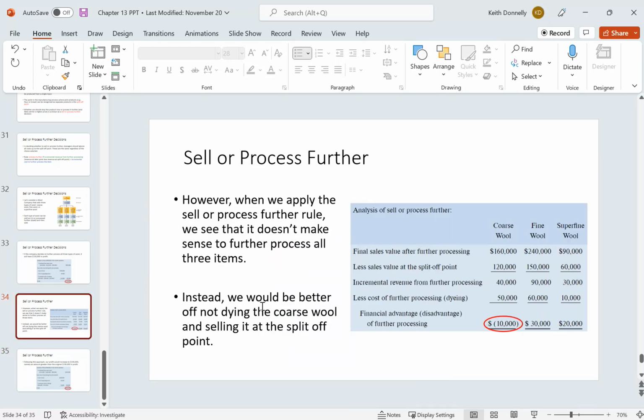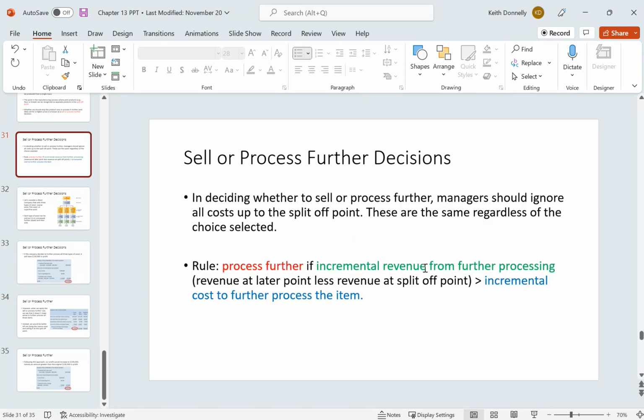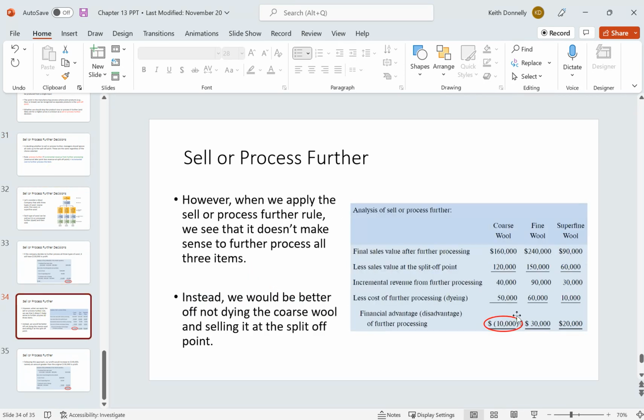And if we go back here, here's kind of showing what's going on with it. Here's the final sales value after further processing, less the sales value at the split-off point. So there's the incremental revenue, less the cost of further processing. So we have the incremental revenue versus further processing: 40 is less than 50. We're going to be at a disadvantage in that case for the coarse wool. These guys over here, we're going to be at an advantage of doing it.